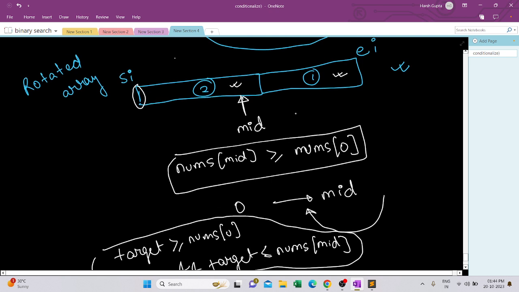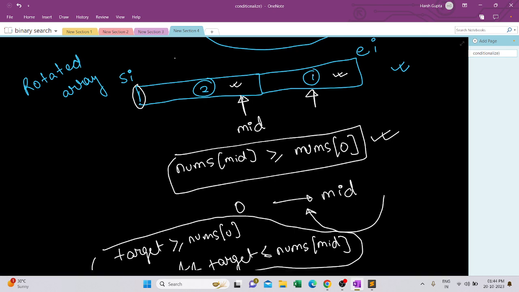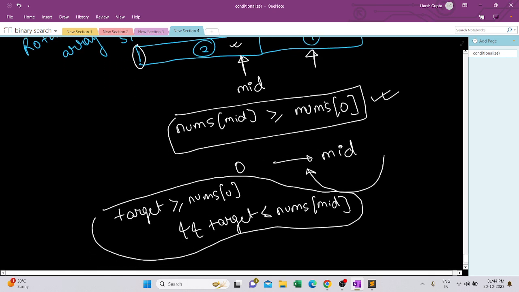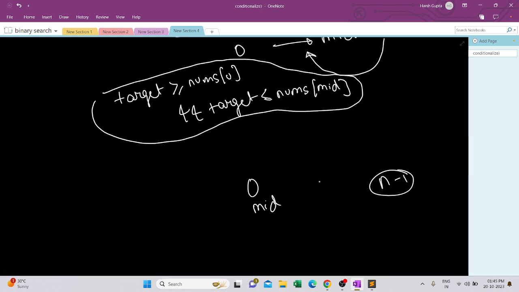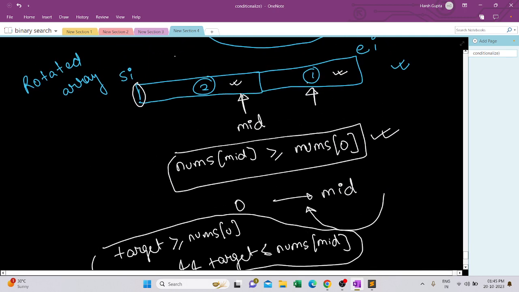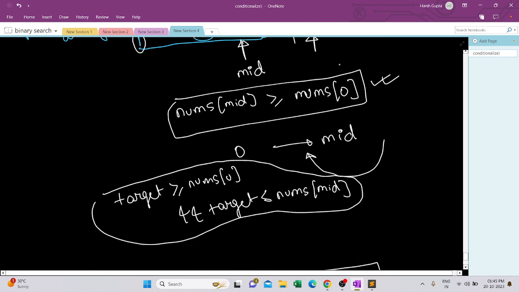Now, let's suppose this condition is not satisfied. Then we are confident that mid lies in this first part. Now in the first part, we can say that from mid to the end element, that is, this was the mid and this is the index n minus 1, the end element, this part is sorted because we are in the first part, right? So in the first part, wherever we find a mid, from mid till the end, that part is sorted.